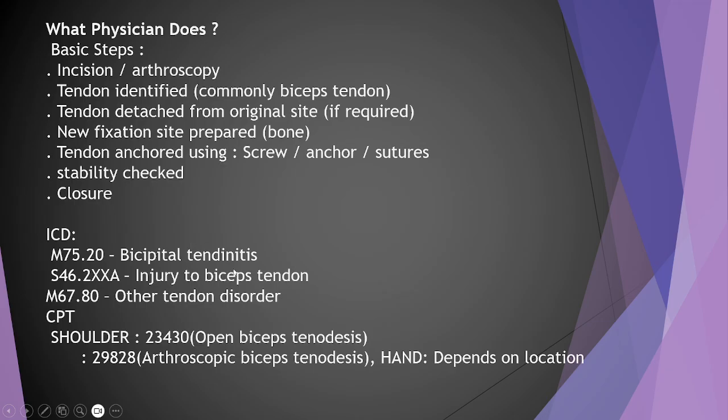Okay, so ICD like M75 bicipital tendinitis, S46 with 7th character XXA, that's an injury of the biceps tendon, M67, and CPT like shoulder 23430, and it's open, meaning incision, and here's an arthroscopic biceps, where a scope is entered.